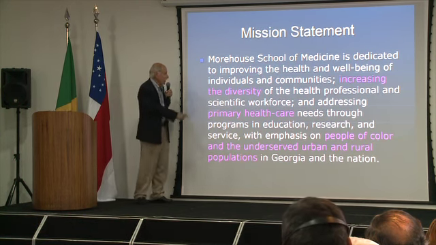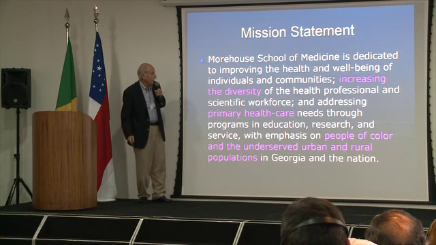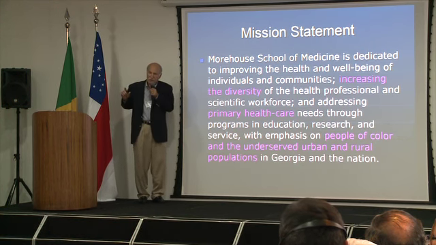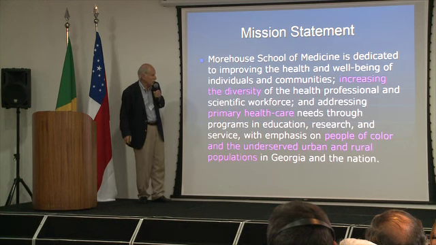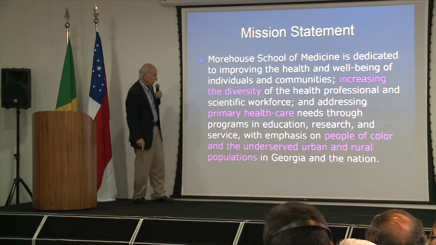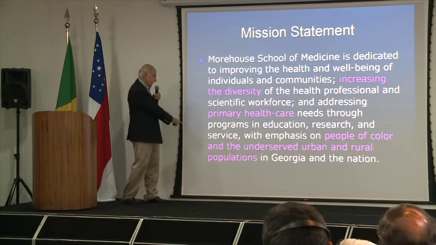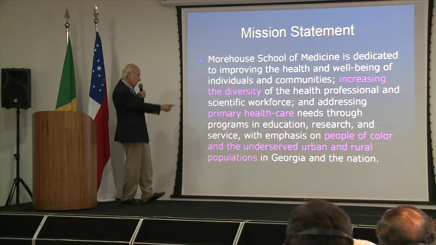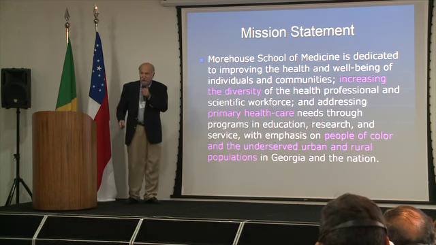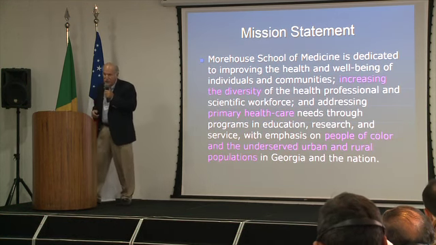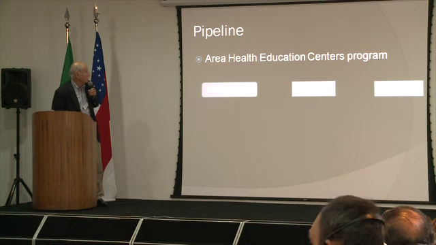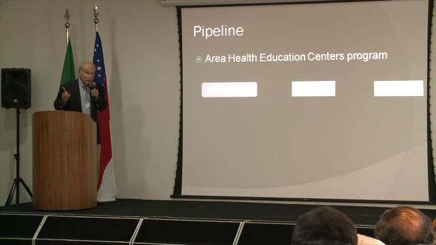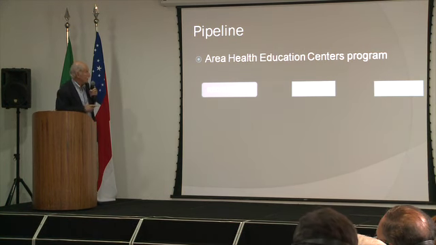So increasing the diversity of the health professional and scientific workforce means more minority physicians. Primary health care. The underserved urban and rural populations in Georgia and the nation. People of color, meaning African Americans and Hispanics. So that's mission. That was the first characteristic.